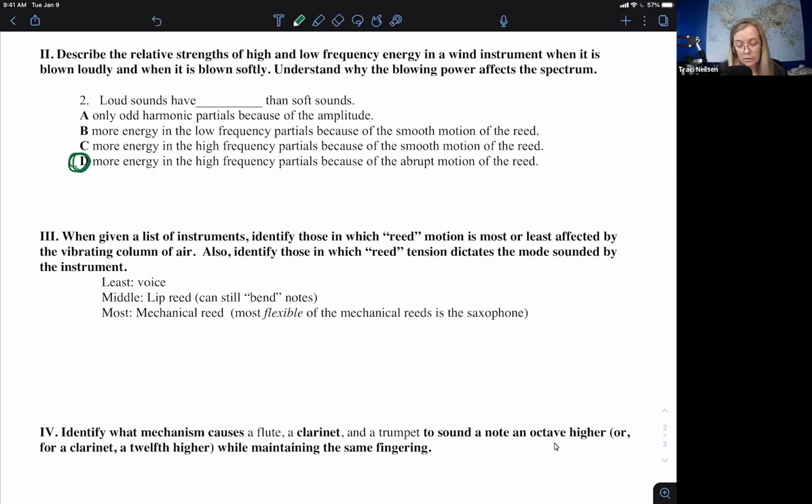Okay, so when you're playing softer sounds, lower volume, lower intensity sounds, just like we saw with the vocal folds, there is a smoother motion of the reed, which results in or produces a smoother periodic waveform.